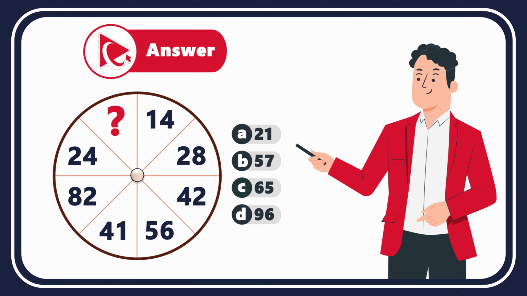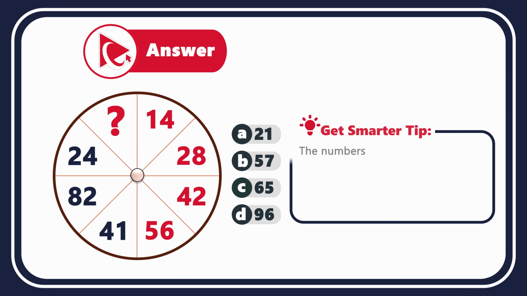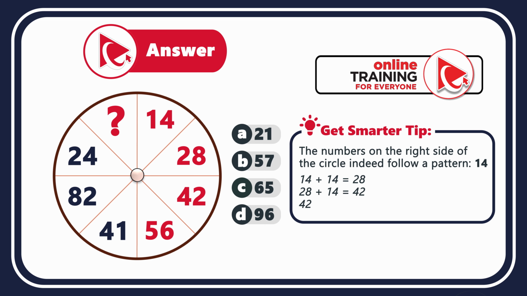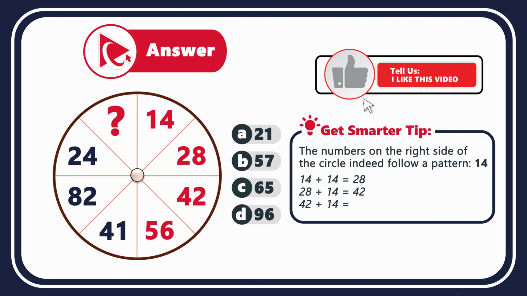Remember I told you that this question is tricky. Let's look in detail why the answer is not obvious. Let's look at the numbers 14, 28, 42, and 56. As you can see, they all increase by 14. 14 plus 14 equals 28. 28 plus 14 equals 42. And 42 plus 14 equals 56.